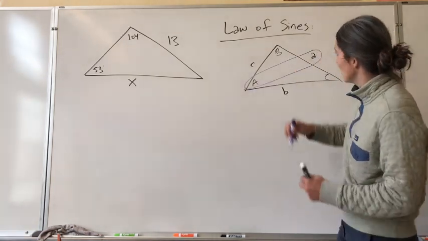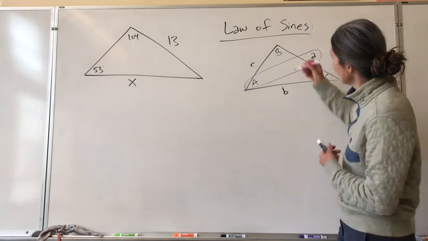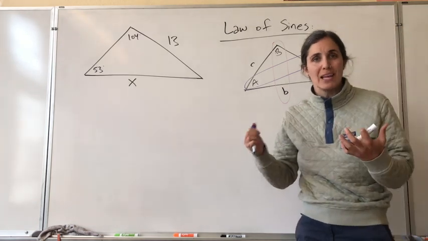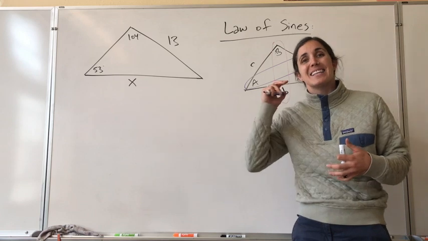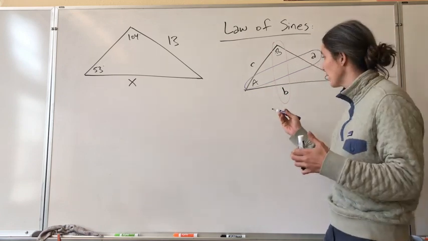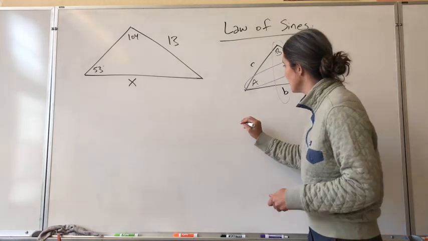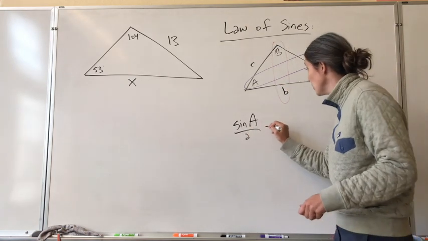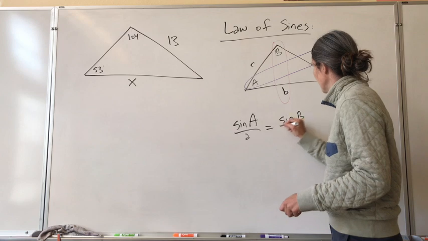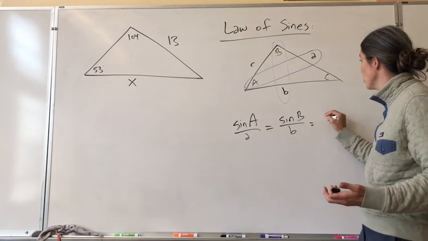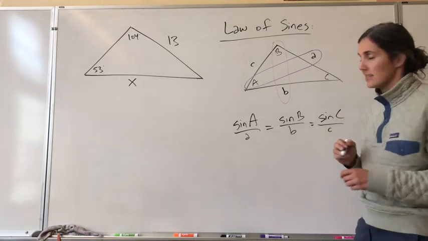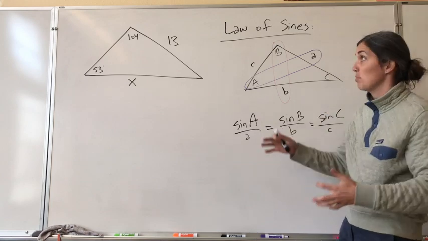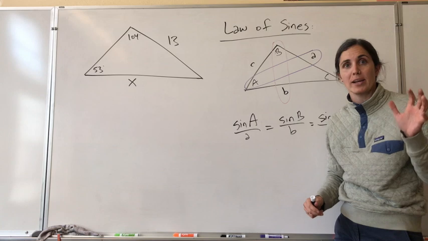It draws in this connection between an angle and its side, so angle B and side B, and it in fact says the ratio of the angles to their opposite sides is consistent throughout a triangle. Another way that I can say that, law of sines says that if I take the sine of A divided by side A, that is equal to the sine of B divided by side B, which is equal to the sine of C divided by side C. And we can choose any one of these and apply it to solve for missing sides on non-right triangles.